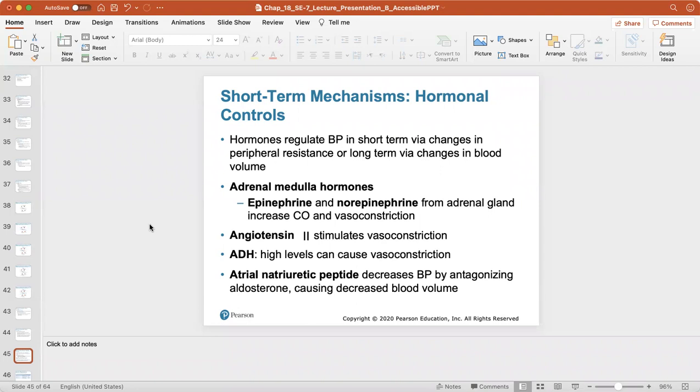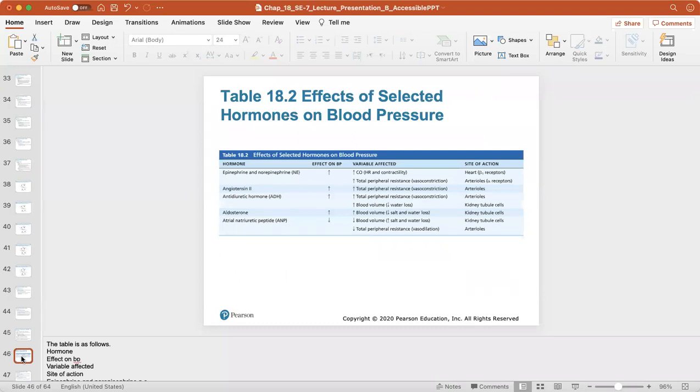Angiotensin 2 stimulates vasoconstriction, and ADH, at high enough levels, can also cause vasoconstriction. Atrial natriuretic peptide will decrease blood pressure by antagonizing aldosterone, causing decreased blood volume. And this is just a good review of the hormones and what effects they have on blood pressure.